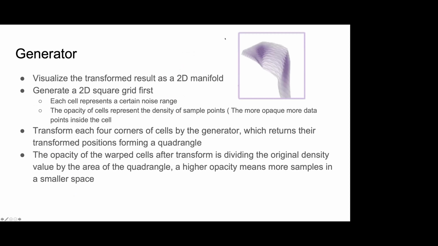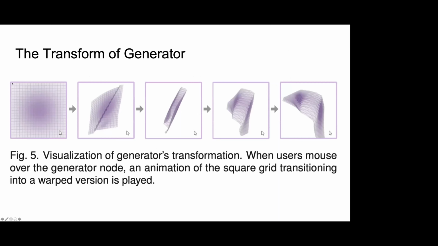And this is the visualization of the generator. It visualizes the transform result as a 2D manifold. First, it generates a 2D grid, and each cell represents a certain noise range. After the generator, each of the 4 corners of a cell returns its transformed position, forming a quadrangle. So, let's see the picture here. If this cell is here, after the generator it will be here and somewhere here. Basically, it's morphing the shape of the 2D grid.